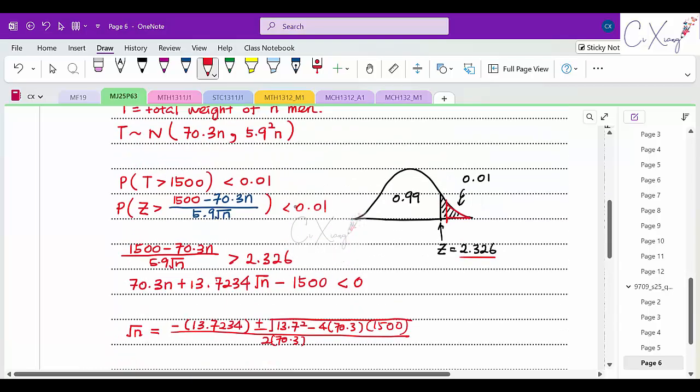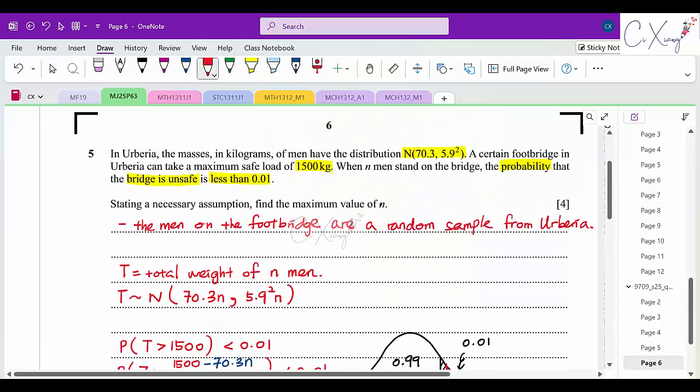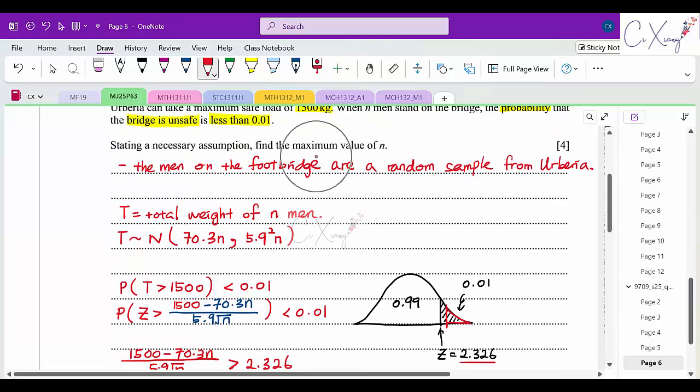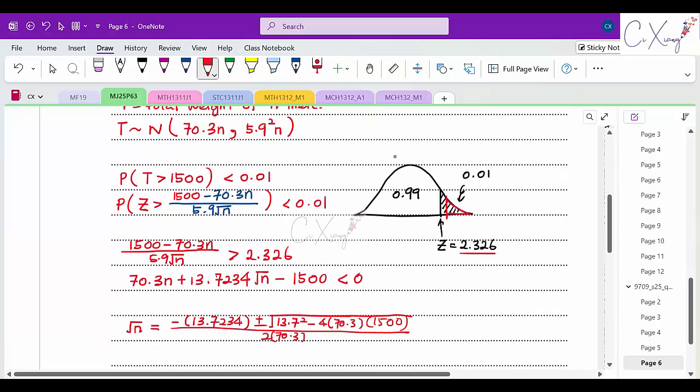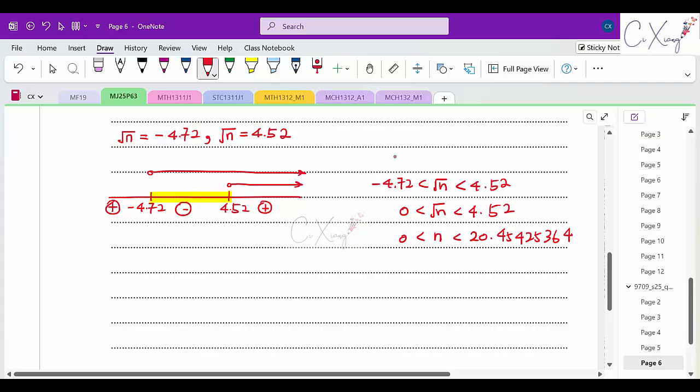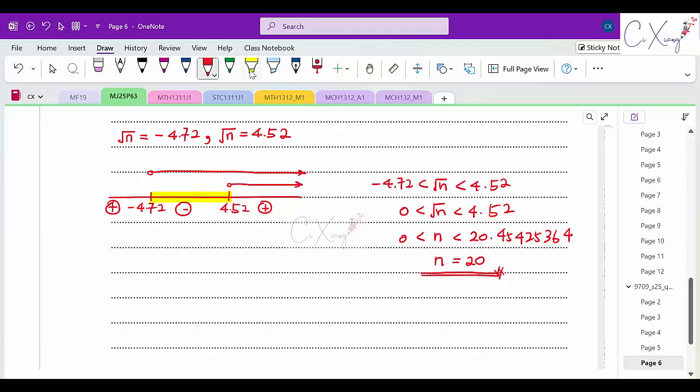Alright, then for our question here, you know that n means the number of men. It must be an integer. And they're also asking for the maximum value of n. What is the maximum or largest integer for n smaller than 20.4? From here, you know that the largest integer will be 20. Therefore, the maximum value of n should be equal to 20.